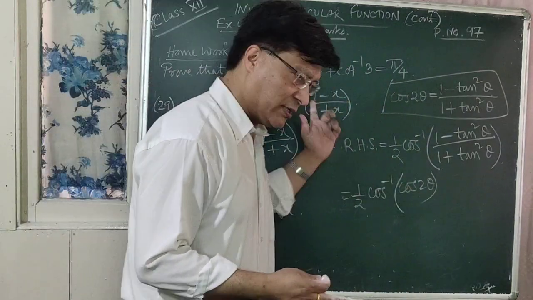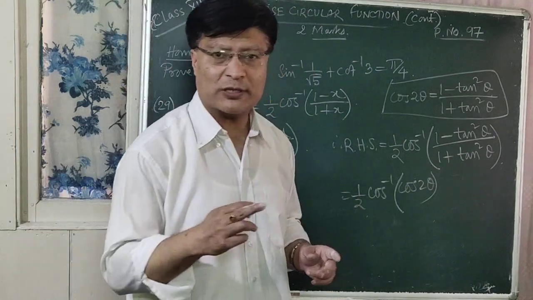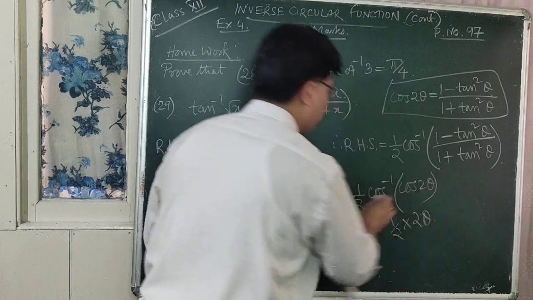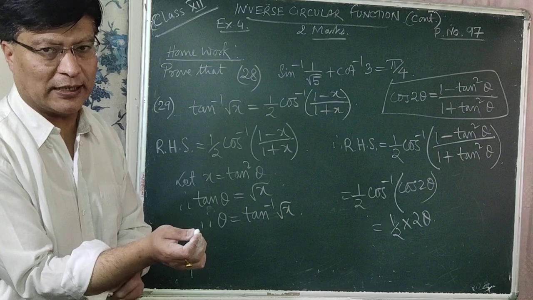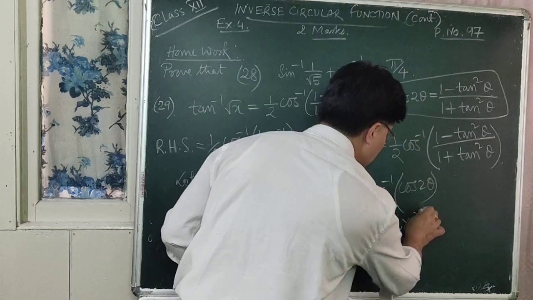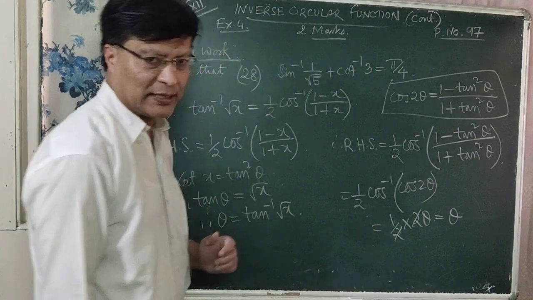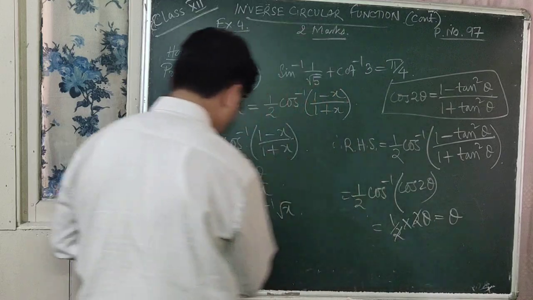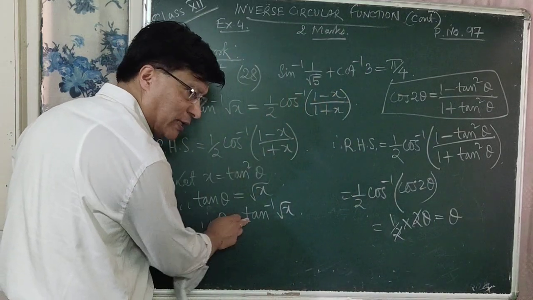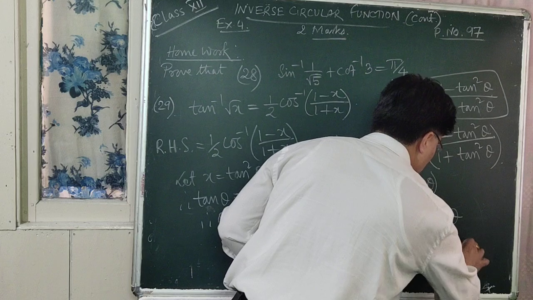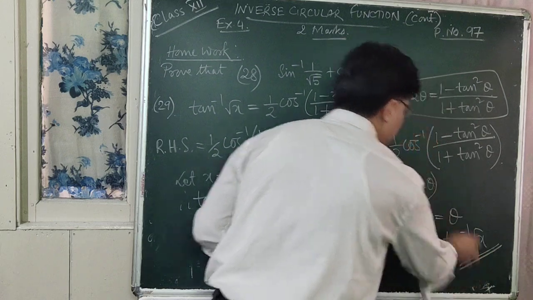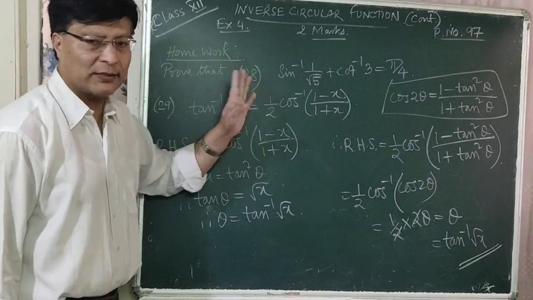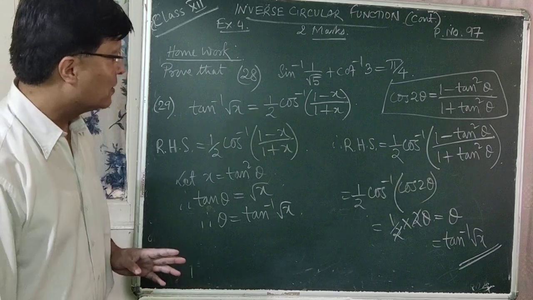So you know from this chapter the formula, what is cos inverse cos x? X. So in this case it is half into 2 theta. Is it clear now? So here 2 gets cancelled, which is equal to what? Theta. But what is the value for theta in this case? It is tan inverse root x. So we have proved this result, which is equal to left hand side. Understood? So you can copy it.